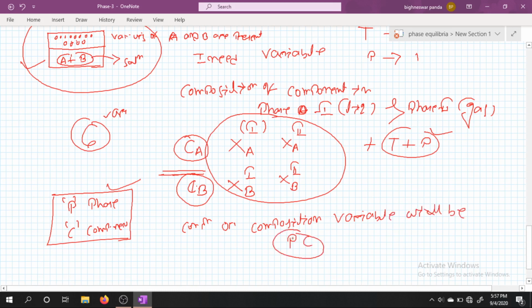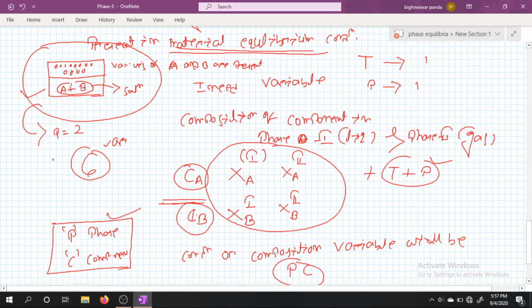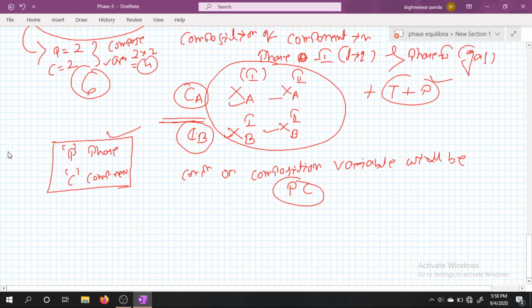Here again, why P into C? Here phase is 2, component is 2. So composition variable will be 2 into 2, that will be equal to 4. 1, 2, 3, 4. So if there are P phases and C components, then concentration or composition variable will be P into C.